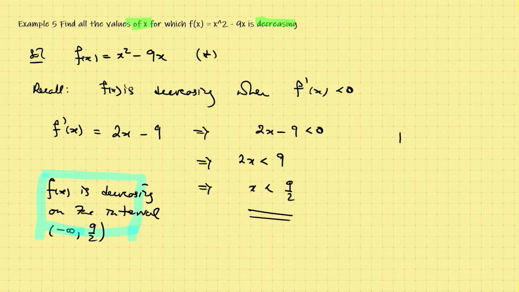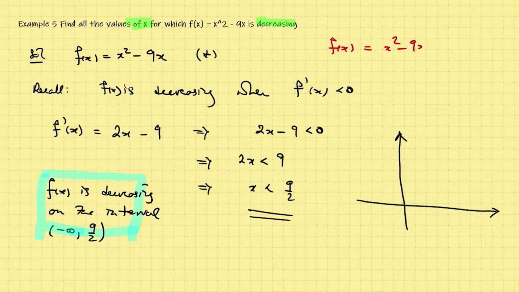So if I was to draw the graph of the function that we have, let's do it in red. So let me factorize this function. We know f of x is equal to x squared minus 9x, which can be factorized as x times x minus 9, which tells me that there are going to be two roots. There's going to be one here and one at x equals 9.